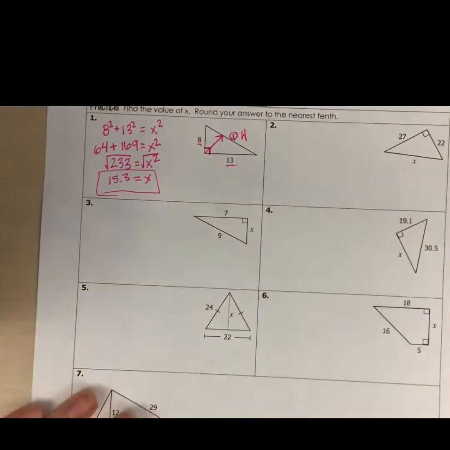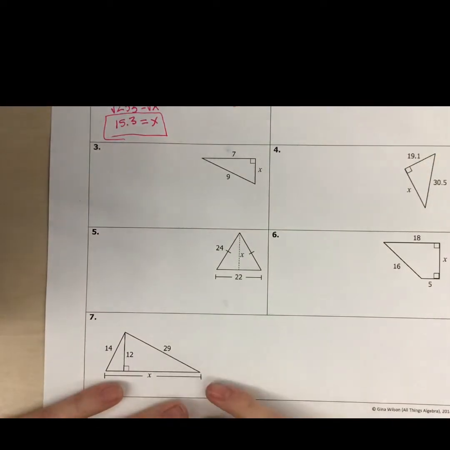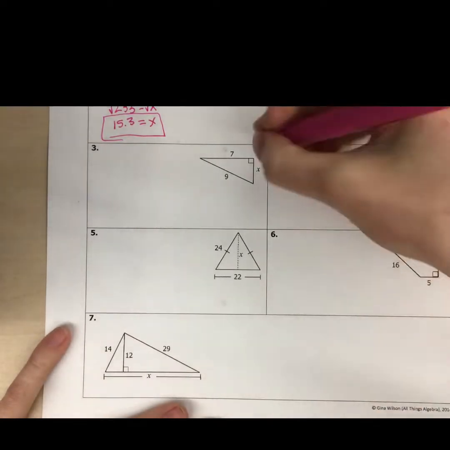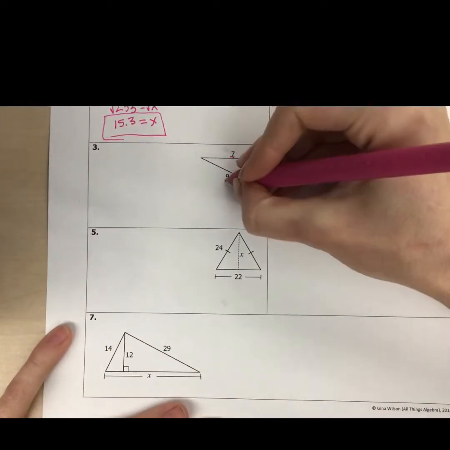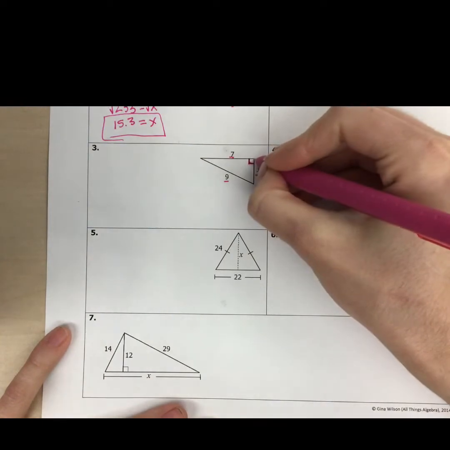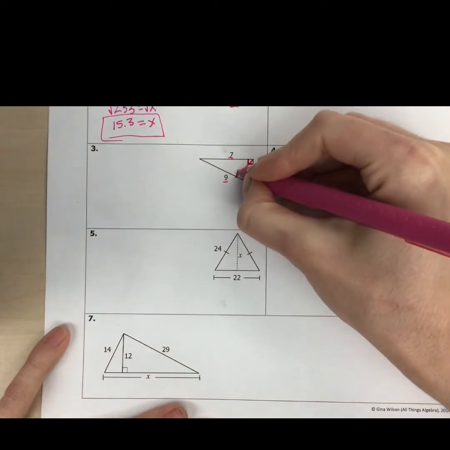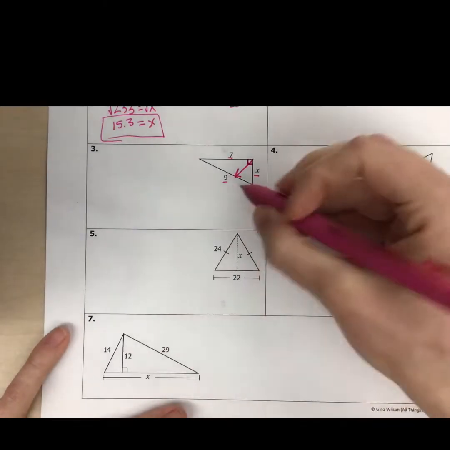All right, problem 1 down. Let's jump down to problem number 3 now. So again, we have our right triangle. There's our right angle. And we have sides 7, 9, and x. And we need to figure out which one is the hypotenuse. Well, we take the side opposite of our right angle. Across from that is going to be our hypotenuse, which in this case is 9.